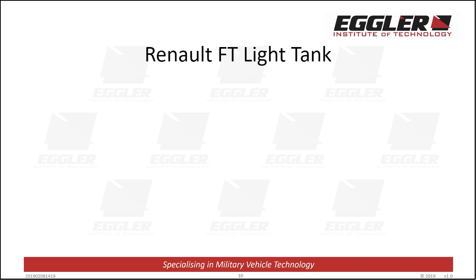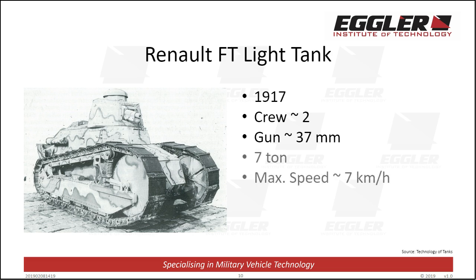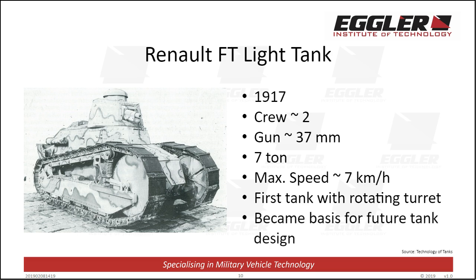Another important World War I design was the French Renault FT light tank. This vehicle was designed and deployed in 1917 in very large numbers by the French army. It consisted of a crew of 2, mounted a 37mm gun, and was rather light at 7 tons. It had a number of novel aspects to its design, including that it was the first tank to use a rotating turret, and what would later become the established configuration for tank design.